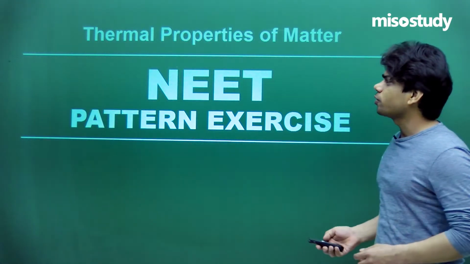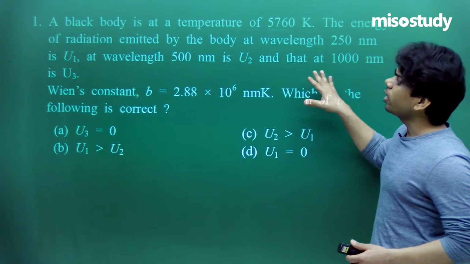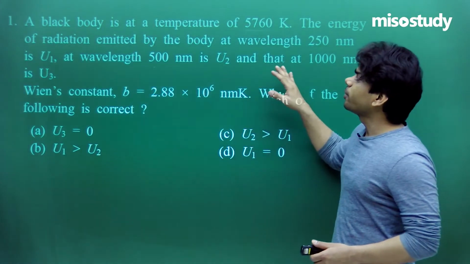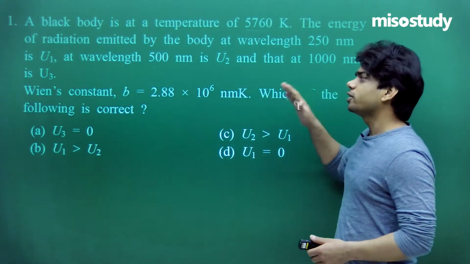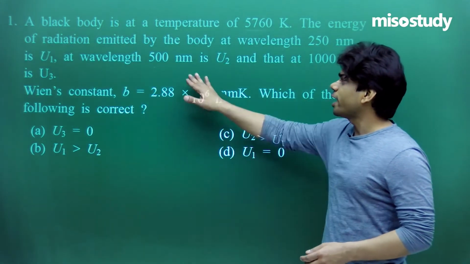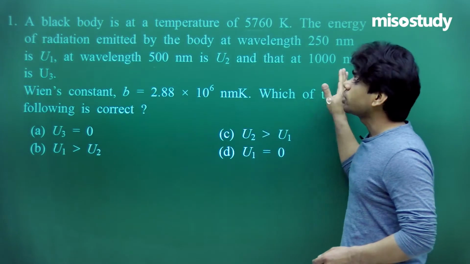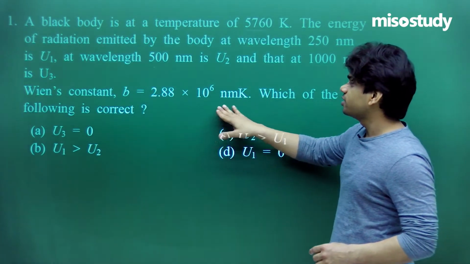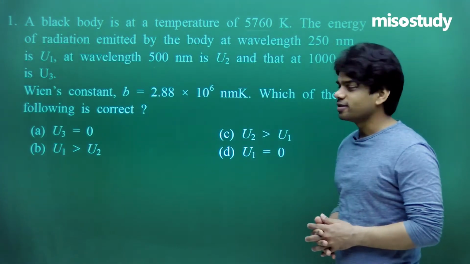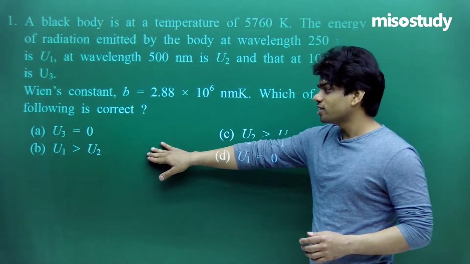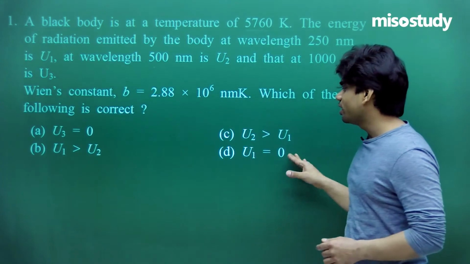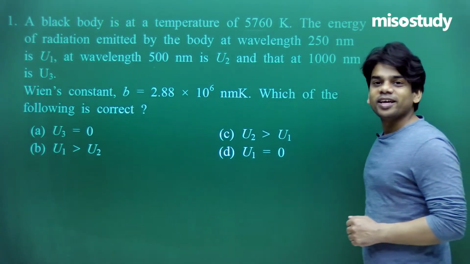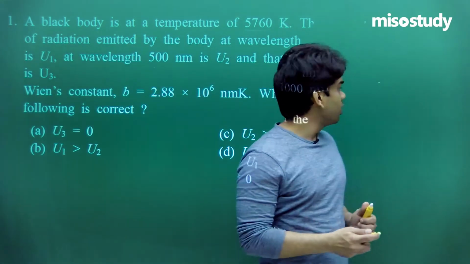Let's go ahead with the first question of the class. A black body is at a temperature of 5760 Kelvin. The energy of radiation emitted by the body at wavelength 250 nanometer is U1, at wavelength 500 nanometer is U2, and that at 1000 nanometer is U3. Wien's constant is 2.88 into 10 to the power 6 nanometer Kelvin. Which of the following is correct? A. U3 is equal to 0, B. U1 is greater than U2, C. U2 greater than U1, and D. U1 equals 0.